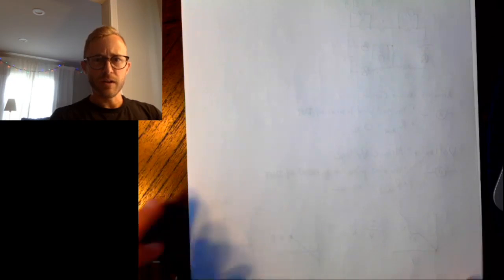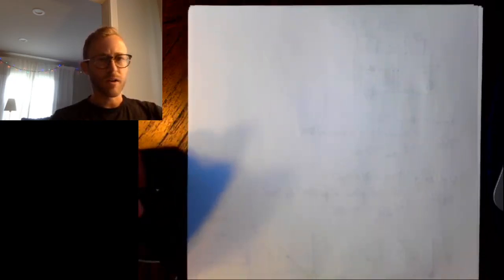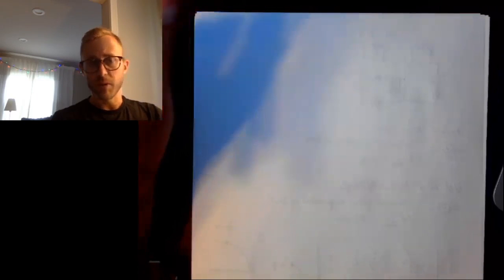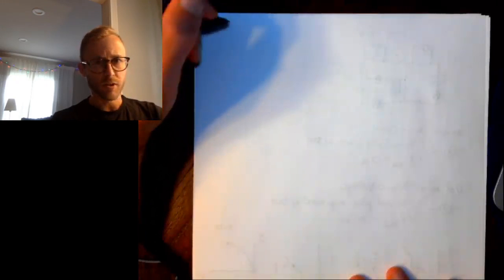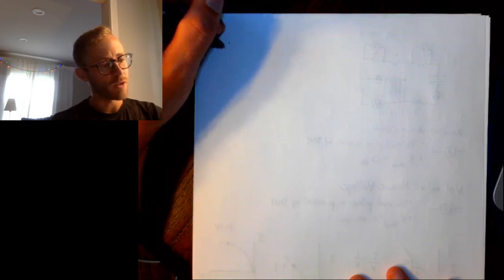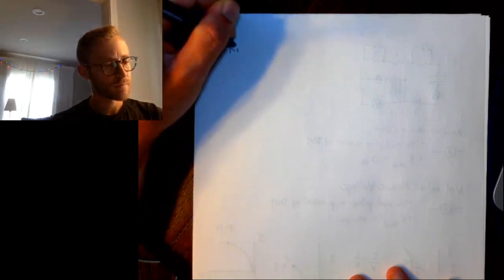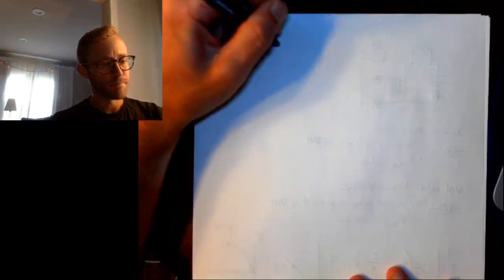So the last item for circuits are two very important laws for circuits. They are called Kirchhoff's laws, and the first law is called Kirchhoff's current law.